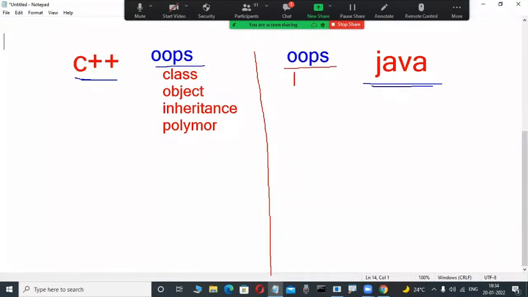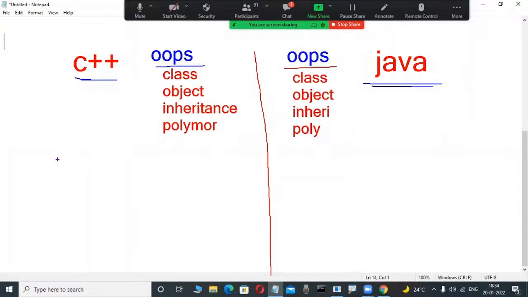OOPS concepts mean what is a class? Okay, fine. What is an object? Some concepts are there or not? Yes, here. What is inheritance? Yes, here. What is polymorphism? So many concepts are there. That's why conceptually class, object, inheritance, polymorphism are the same, in C++ and Java. Encapsulation, binding, something like this. Okay, but observe here.